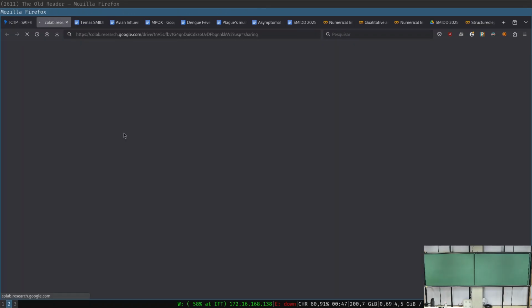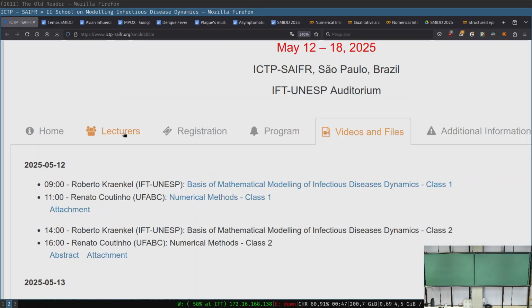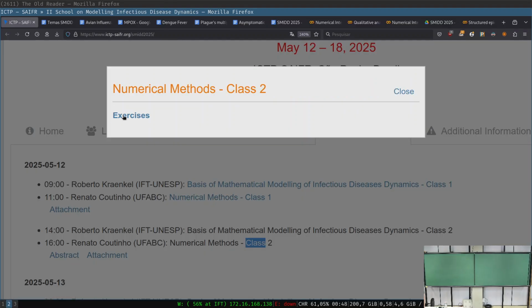So this is the one for the first class, and right now we're going for the other one, from class 2. This one here, and later on we'll have the exercises that are over here.